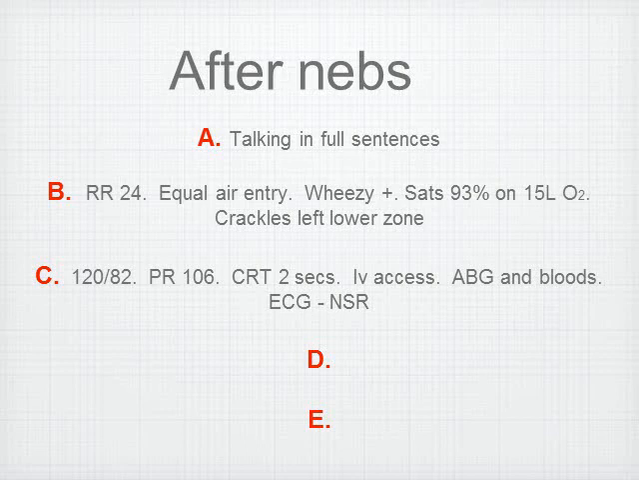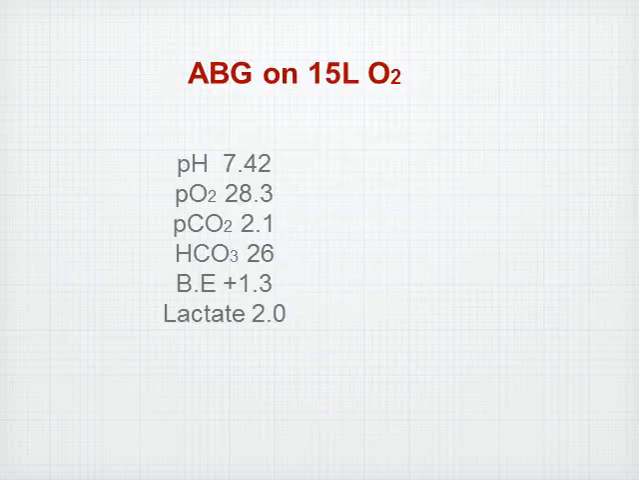You give her IV access, and then you do an ABG and bloods, and the ECG shows normal sinus rhythm. Okay. And this is her ABG, so does someone want to run through the ABG?